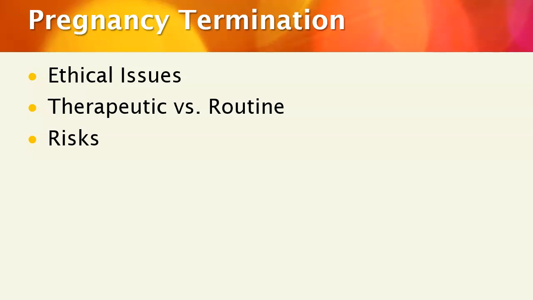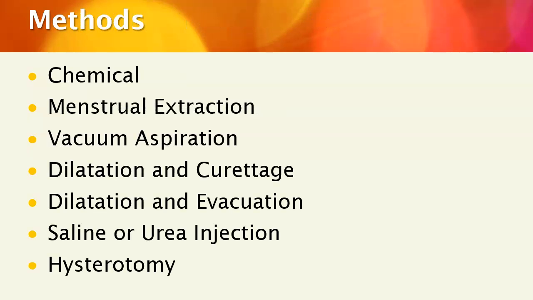So there are various methods that they can use for pregnancy termination. They can do it chemically. There is menstrual extraction. There are vacuum aspirations. You can do it with a dilatation and curettage, or a D&C. You can do a dilatation and evacuation. Some places utilize saline or urea injection directly into the uterus. Or they can just go in and do a hysterotomy, where they cut into the uterus. So again, lots of different methods out there for either a therapeutic or a routine pregnancy termination.